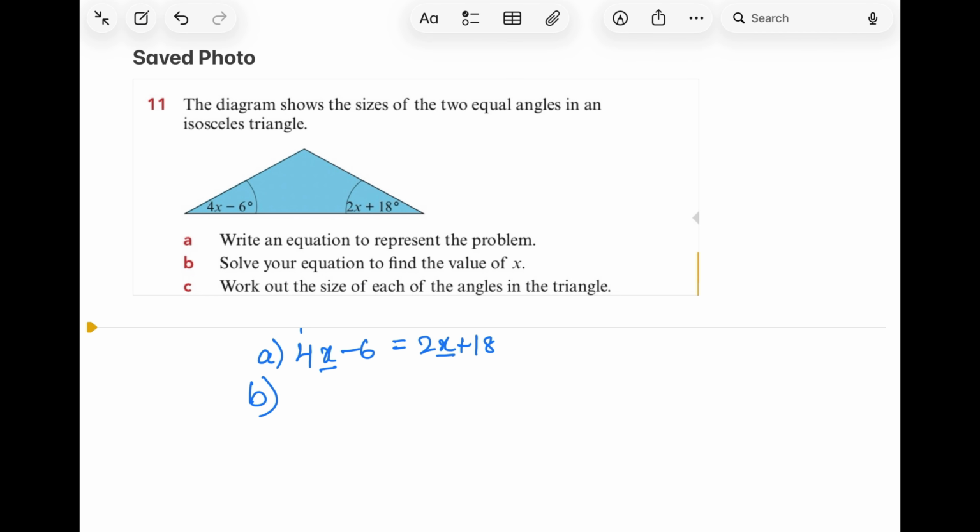So collect the like terms. This will go here and the number will come on this side. This will be 4x minus 2x is equal to 18 plus 6. So this will be 2x is equal to 24.